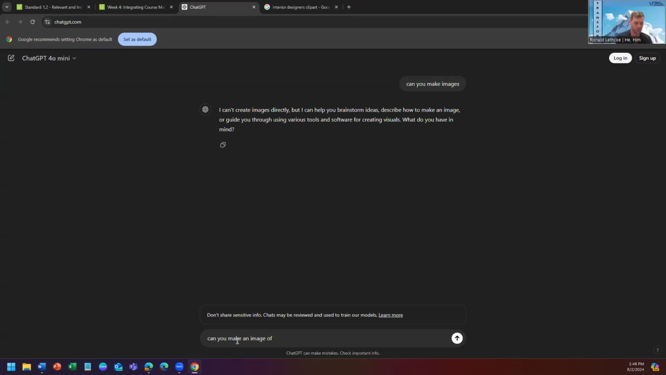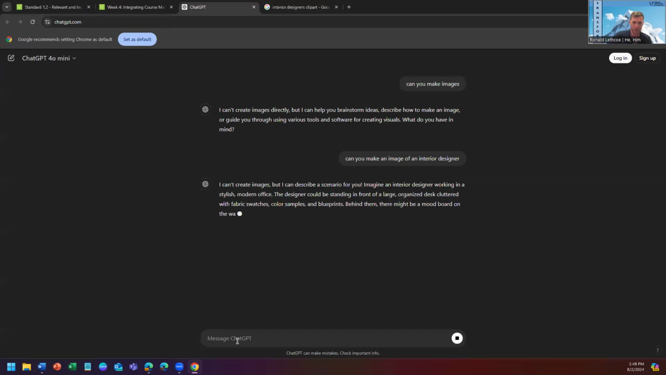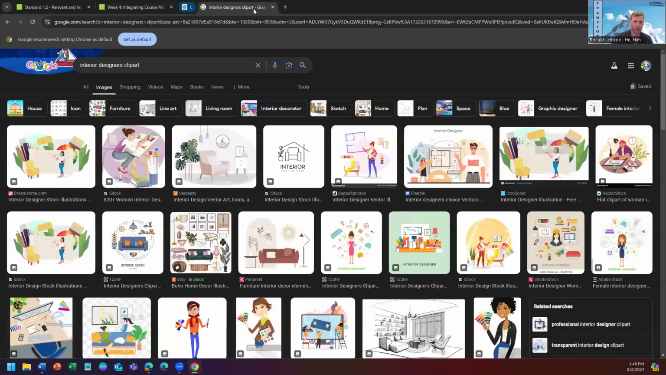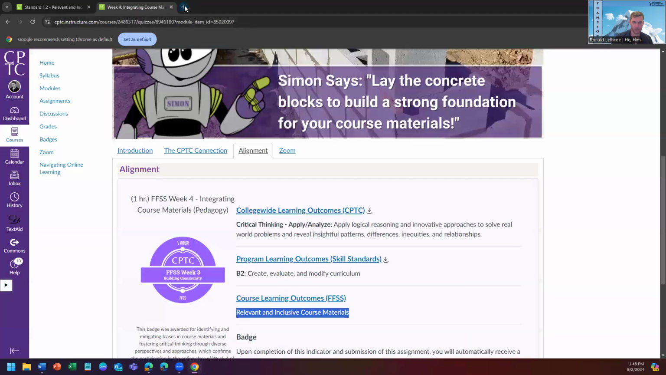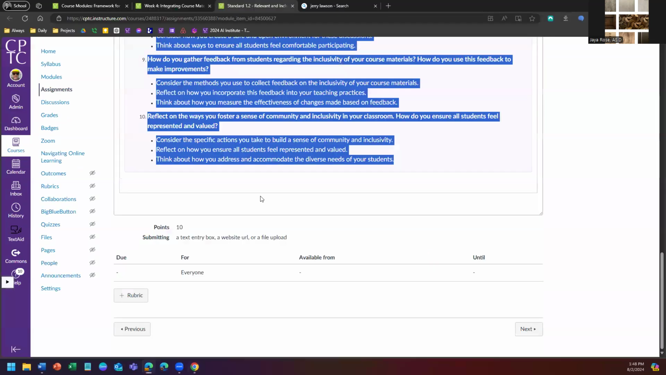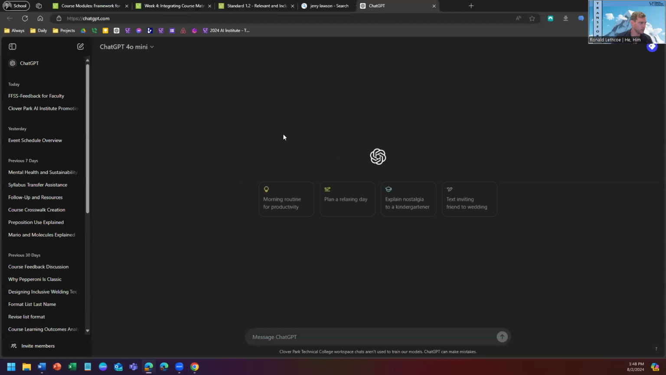So what are you writing? I'm trying to see if this 4.0 mini can make images. Oh, it can't. Never mind. You have to have the more advanced one. It doesn't really do the images. It doesn't do good. The chat. No, it does it in the, what is that?